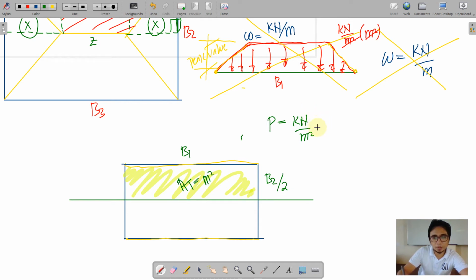Okay, so we multiply that by that one. So therefore, this is cancelled. We come up with a kilonewton, and W here is equal to the pressure times the tributary area divided by B1. Okay, so therefore, this is the peak value now. Okay, so this is the peak value.